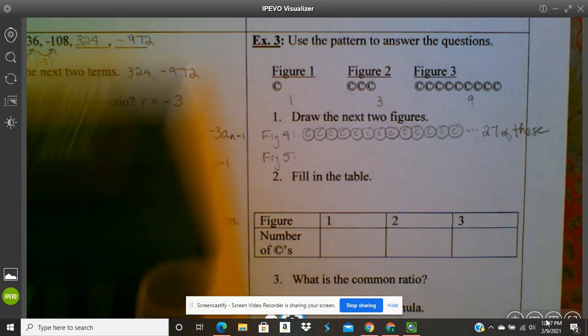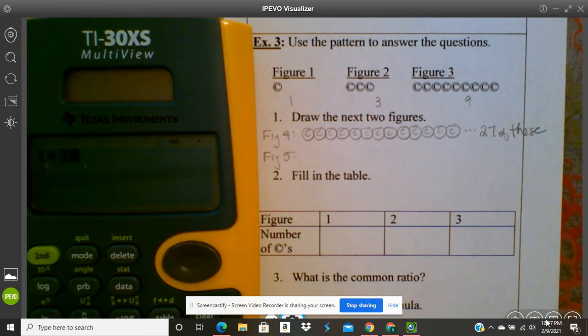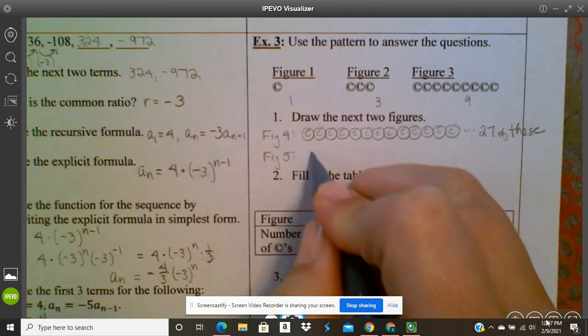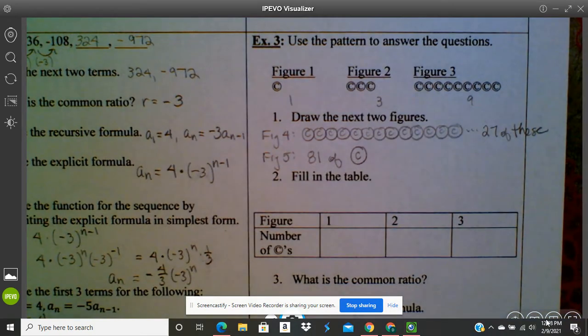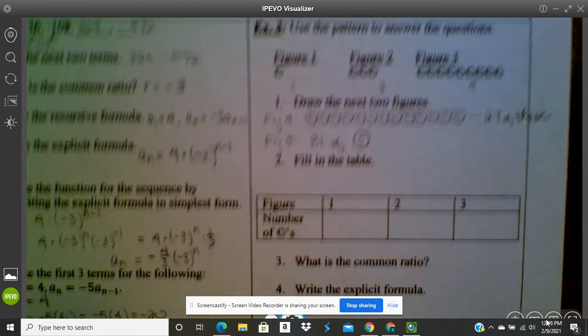And again, I could say, okay, well, 1 times 3 gives me 3. 3 times 3 gives me 9. 9 times 3 gives me 27. So what's next? 81. So we're going to have 81 of these. Good night.